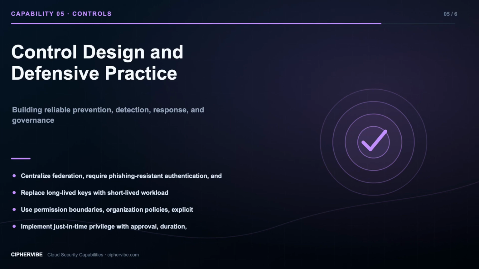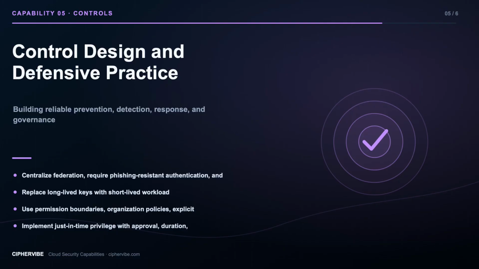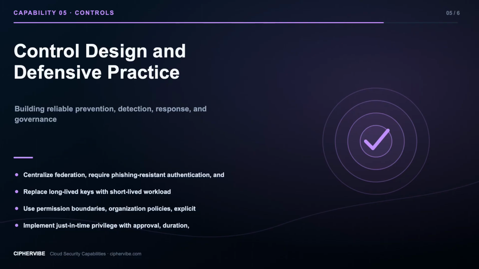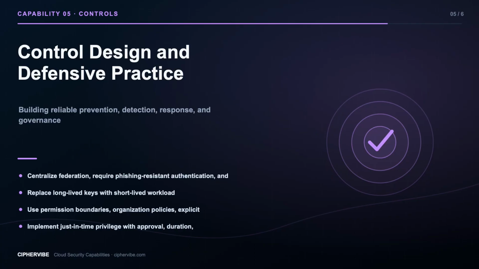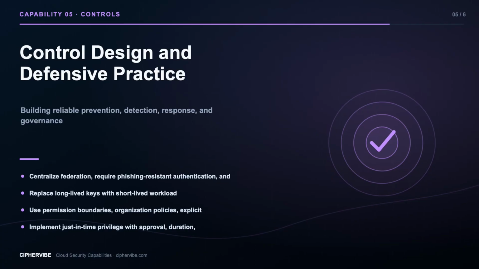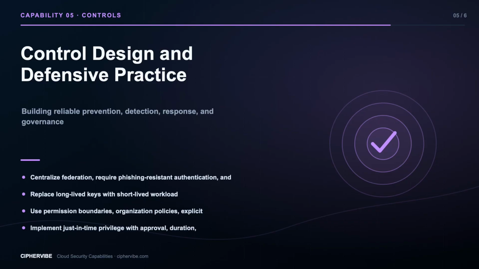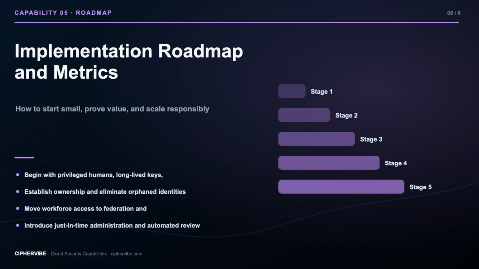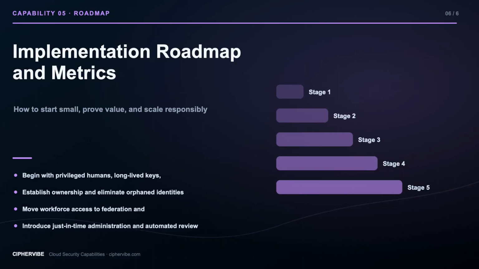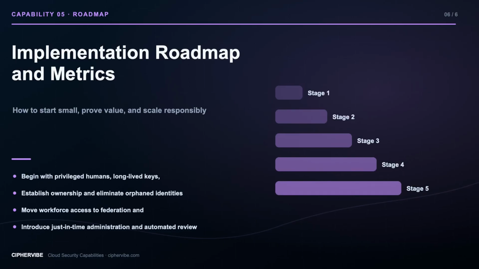Preserve an evidence trail from detection through decision, approval, change, and verification. That lineage supports investigations, audits, lessons learned, and fair performance measurement without forcing teams to reconstruct history from separate systems. A practical implementation roadmap for cloud identity and entitlements should build trust before scale.